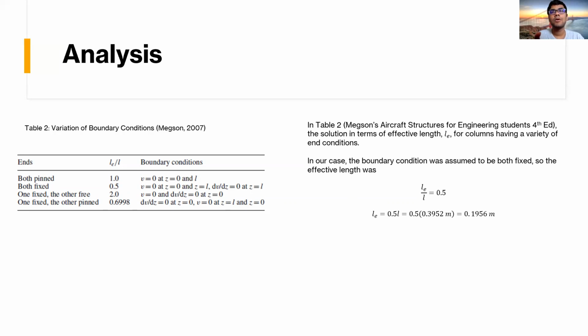In our case, the boundary condition was assumed to be both fixed. So the effective length ratio LE over L equals 0.5, as can be seen from the table for both fixed, where V is 0 at Z equals 0 and Z equals L, and dV over dZ equals 0 at Z equals L. If we calculate LE, we get LE equals 0.5 L, which is 0.5 times 0.3952 meter. So LE is 0.1956 meter.